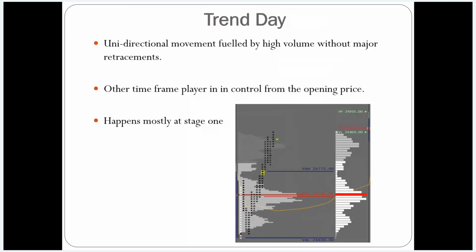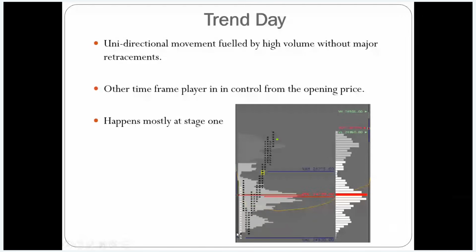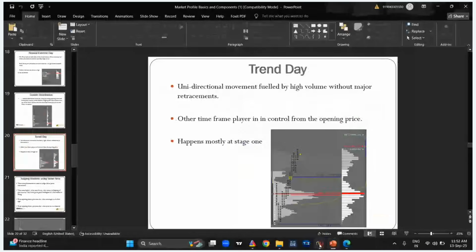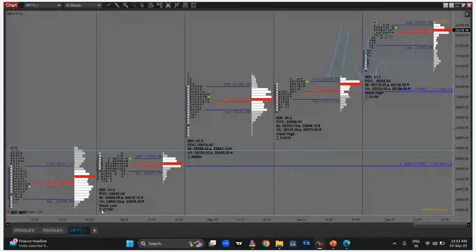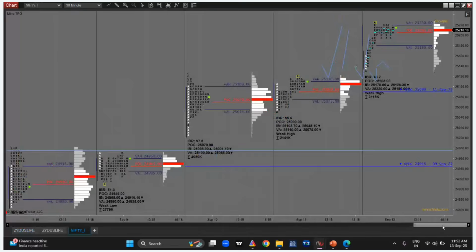Trend day is nothing but, as we saw, yesterday was a kind of trend day where an open drive happens. It keeps on going one-sided, with the least pullback, or even if a pullback happens, then the same force continues. Mostly after weekly expiries, I hardly see trend days in Nifty. There are trend days happening in stocks, but in the index, trend days are hardly there.